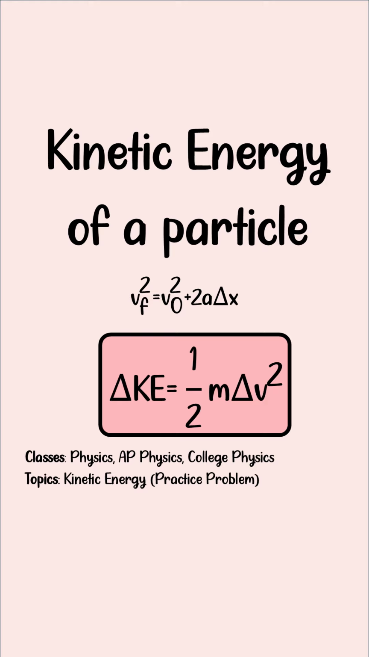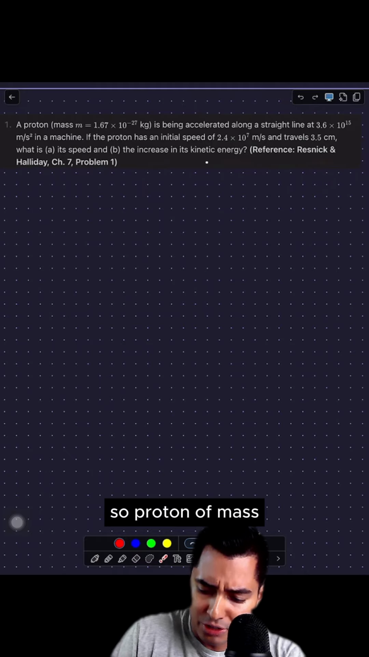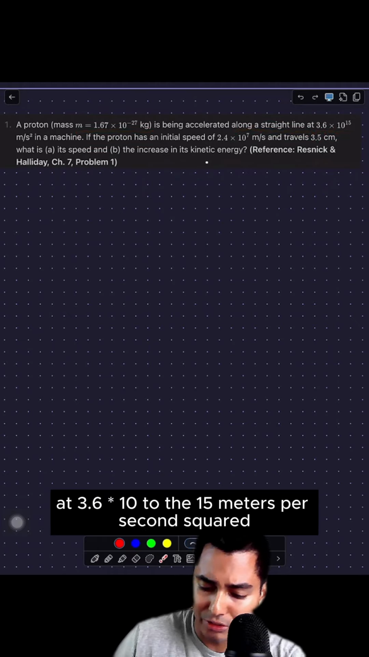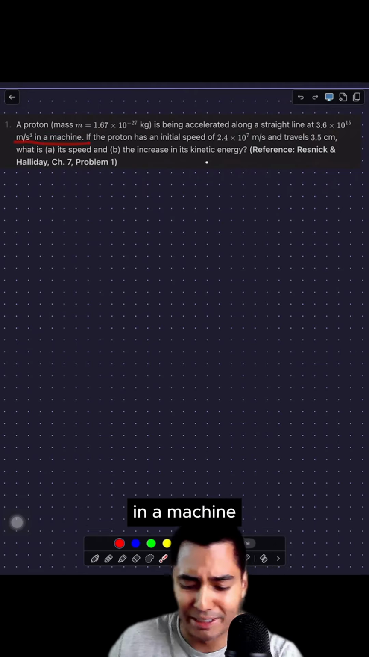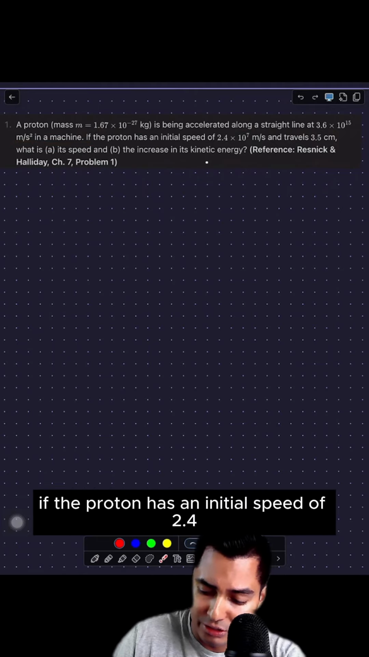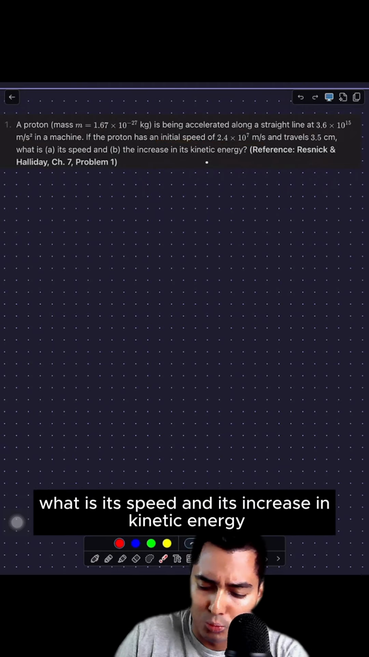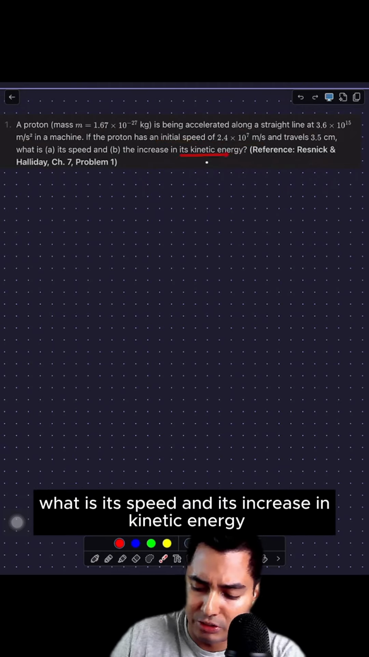Here's a practice problem on kinetic energy. A proton of mass m is being accelerated along a straight line at 3.6 times 10 to the 15 meters per second squared in a machine. If the proton has an initial speed of 2.4 times 10 to the 7 meters per second, what is its speed and its increase in kinetic energy?